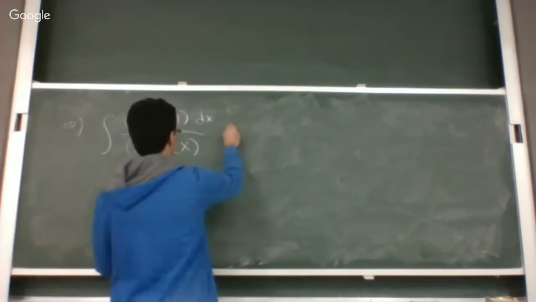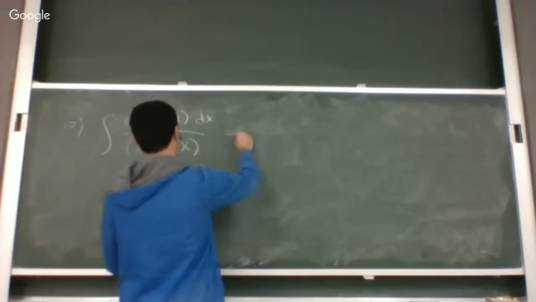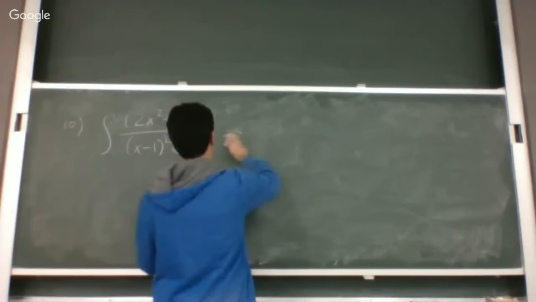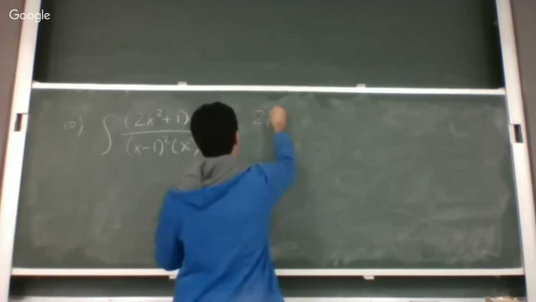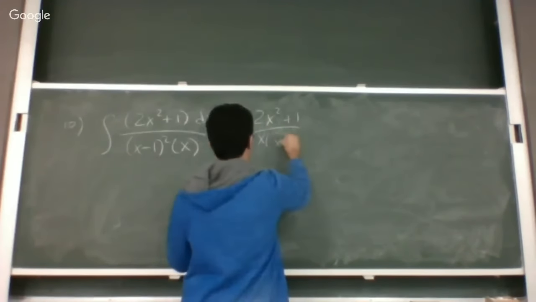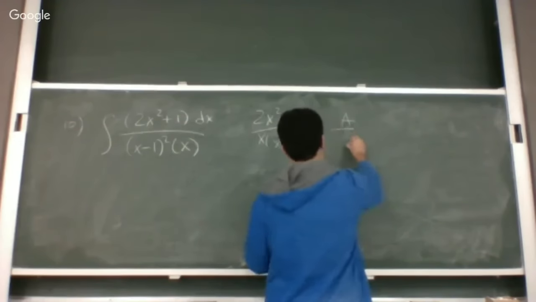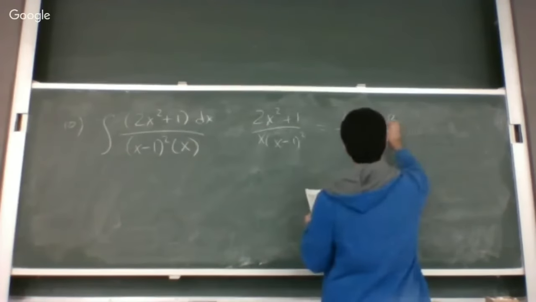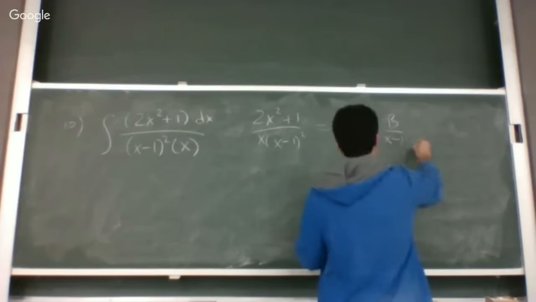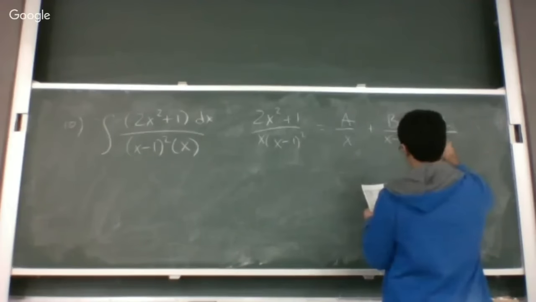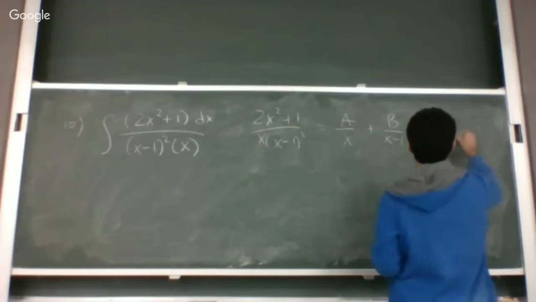And then we can show that this is equal to, therefore, 2x squared plus 1 divided by x times x minus 1 squared is equal to a over x plus b over x minus 1 plus c over x minus 1 quantity squared.